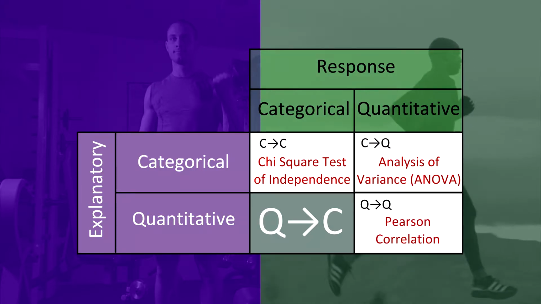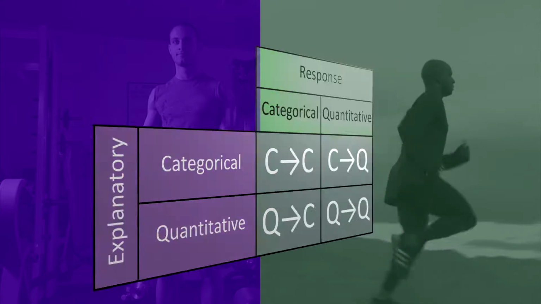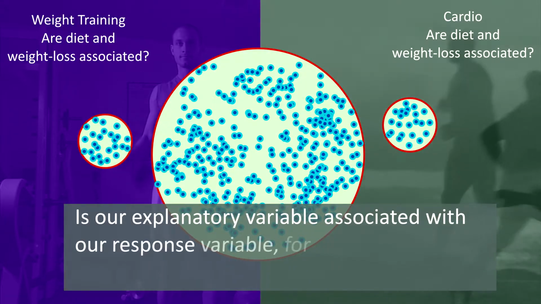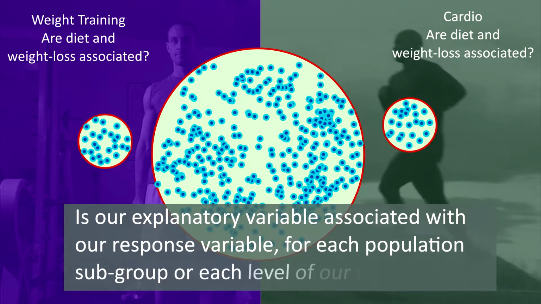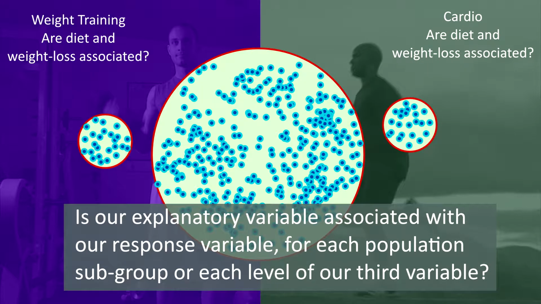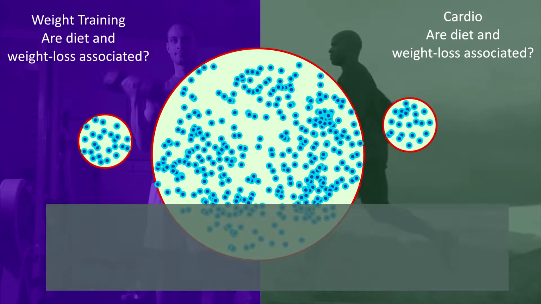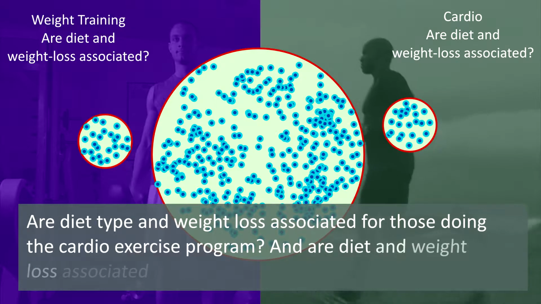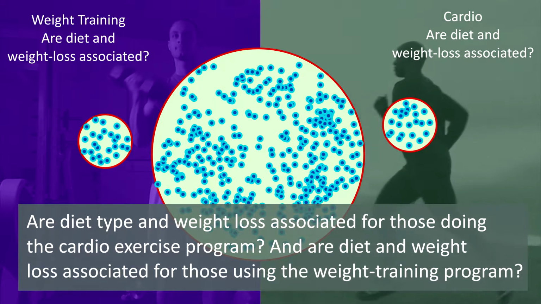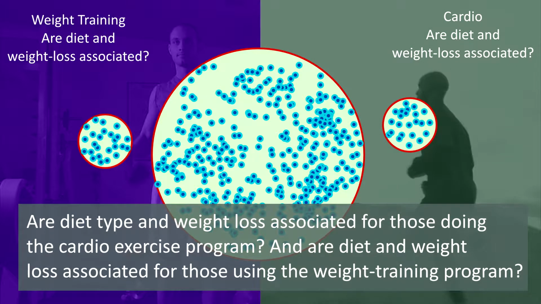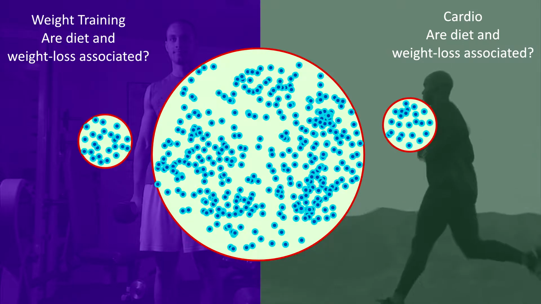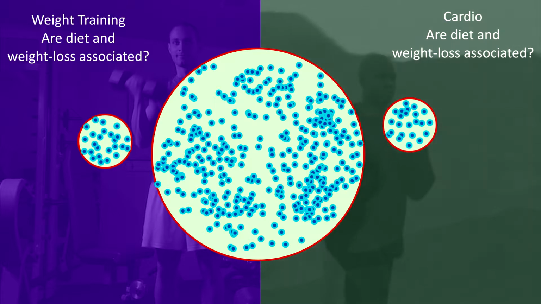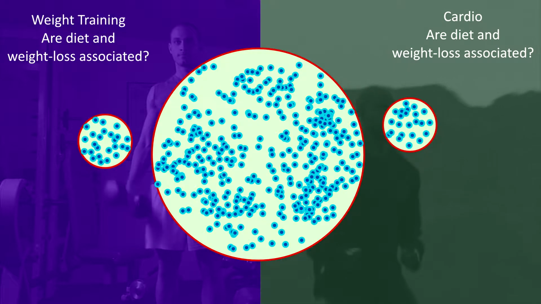In each of these contexts, we're actually going to be asking the question, is our explanatory variable associated with our response variable for each population subgroup or each level of our third variable? That is, are our diet type and weight loss associated for those doing the cardio exercise program, and are our diet and weight loss associated for those using the weight training program? To accomplish this, we're going to run two separate ANOVAs, one for each level of the third variable, that is, for each type of exercise program.